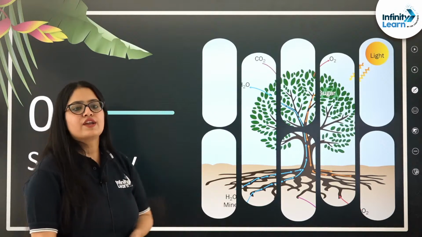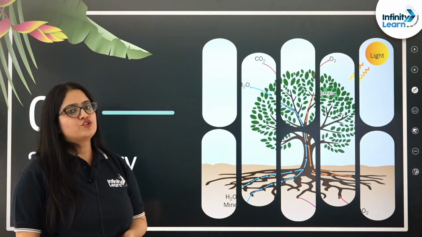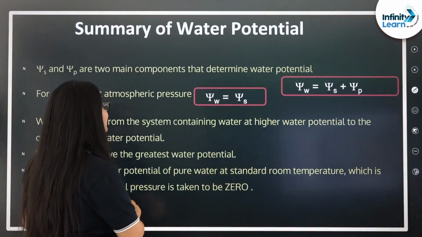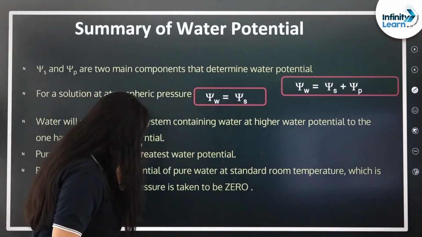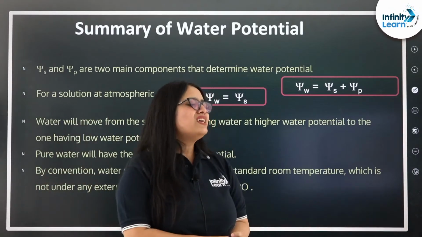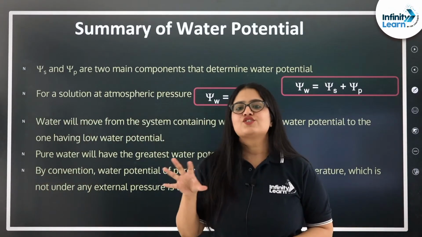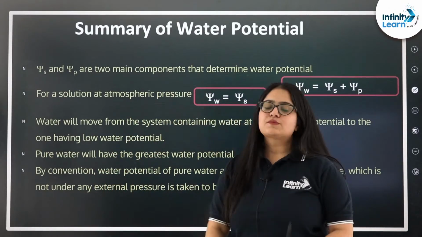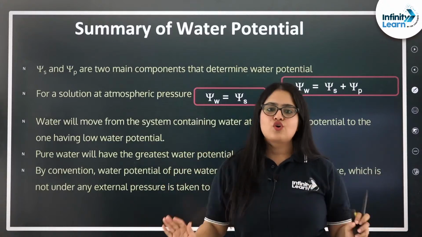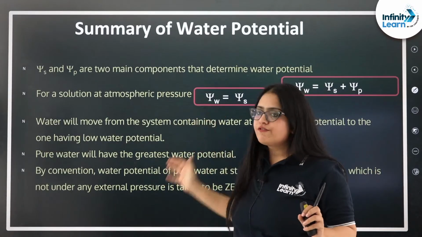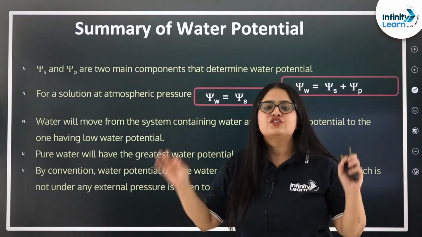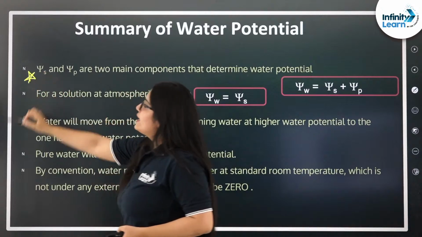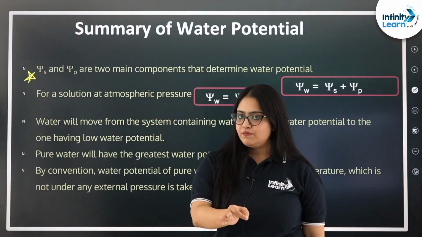So we have come to the end of this session, where I am now going to provide you the important summary, the important points using which you can easily solve questions related to water potential. After explaining and understanding this whole concept, these are the important points that you need to remember. Let me tell you the first one. It is psi S and psi P.